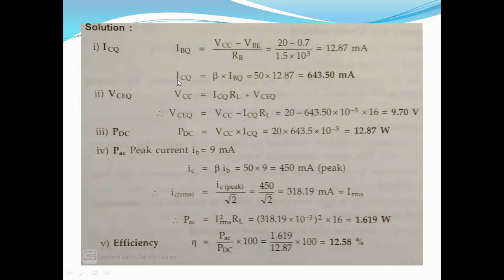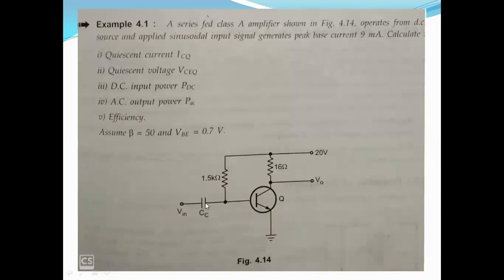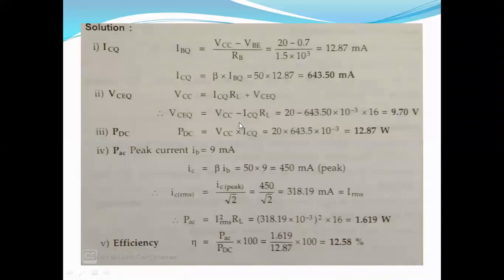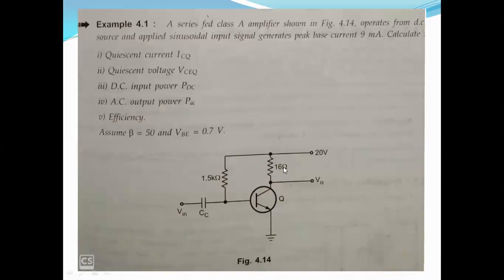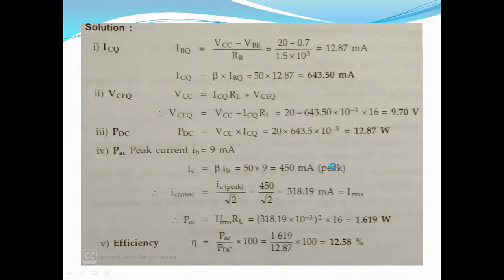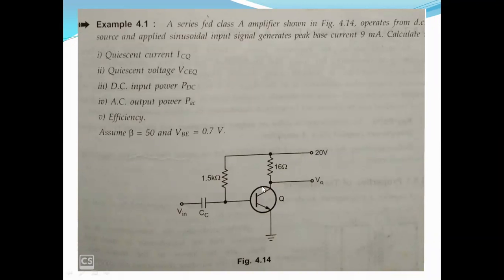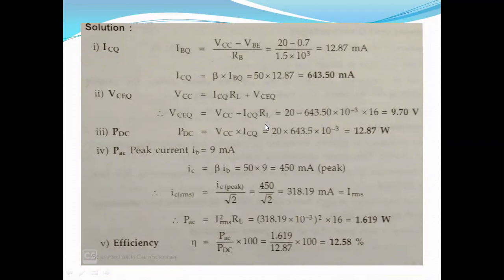So what is IBQ? IBQ is equal to VCC minus VBE by RB. From the circuit, this is the base current. In order to find out the base current, if you apply KVL for this loop, then this equation becomes VCC minus VBE, the base to emitter voltage, by RB, the base resistance. So that is 20, here VCC is 20, minus VBE means 0.7, by RB. What is RB?